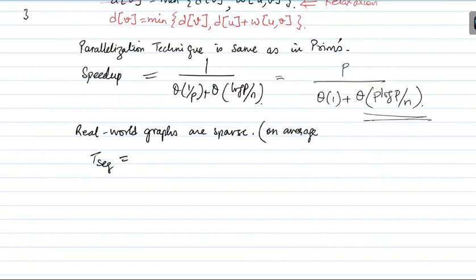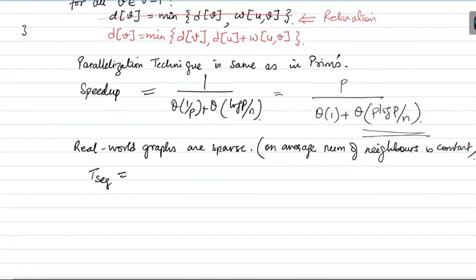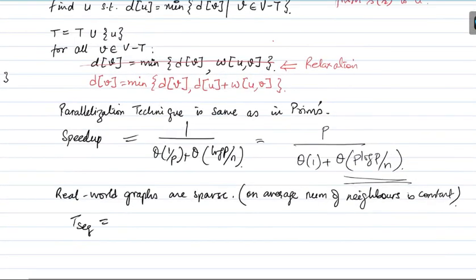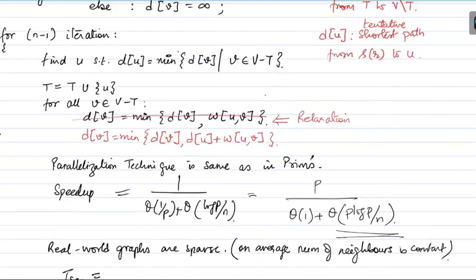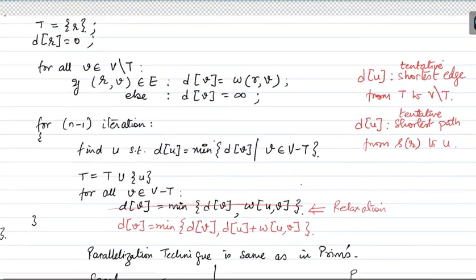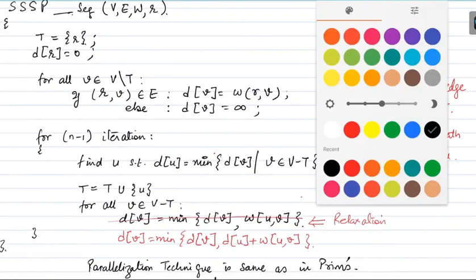So what does it mean for a graph to be sparse? On average, the number of neighbors is constant, right? Since every processor is dealing with a large number of vertices, we can assume that the total number of neighbors for all the vertices put together is some constant times the number of vertices. Okay. Let's come back to this algorithm and let's analyze this. So how long is this algorithm going to take? What is the sequential runtime?